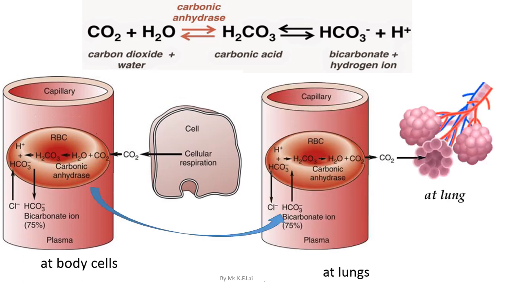When the red blood cell gets to the lungs, carbonic anhydrase will speed up the same reaction, but in the opposite direction. That is, turning carbonic acid back into CO2 and H2O. CO2 will diffuse into the air sac. It will then be breathed out.